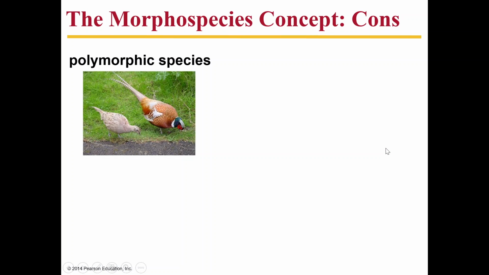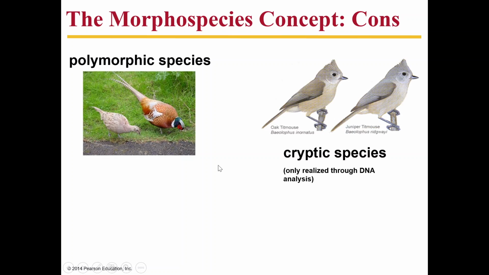The morphological species concept needs to be tied with the biological species concept because it can miss polymorphic species, ones that have a great variation. So this is obviously a sexually dimorphic species. This is the male and the female. Some of the sexually dimorphic species we talked about before. But if you were just using morphology and ignoring the biological species concept, you might identify these as two separate species because they are different morphologically. Similarly, there's something called a cryptic species.